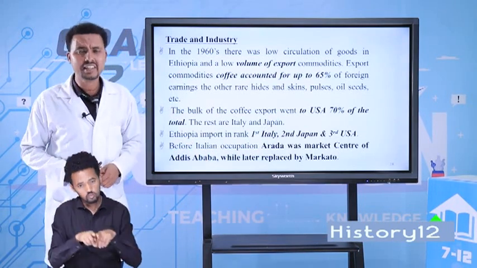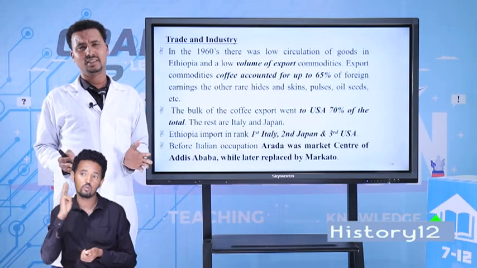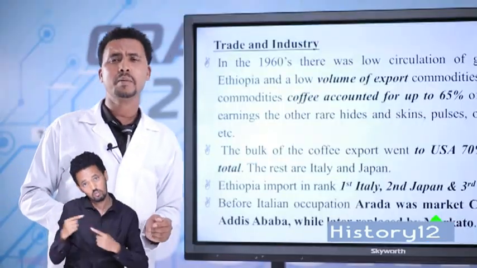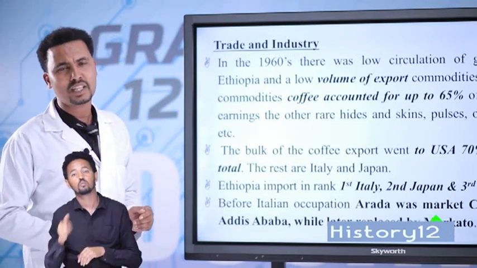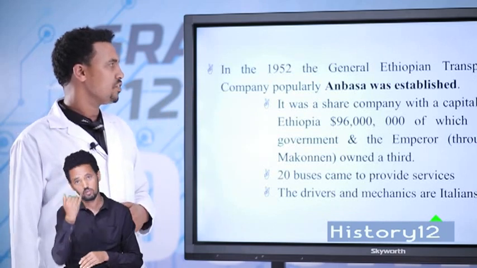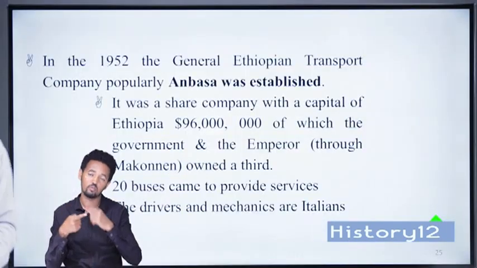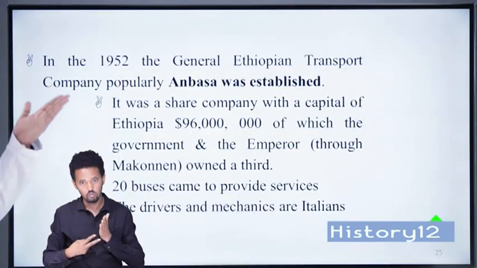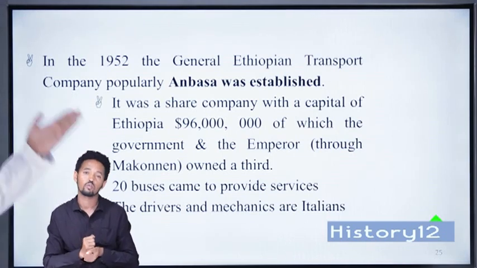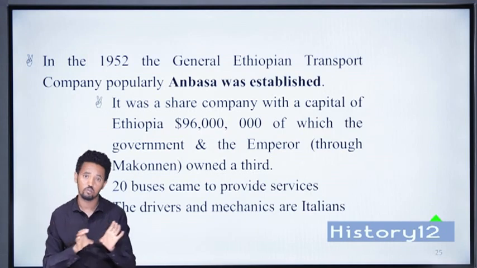Before the Italian occupation, the center of Addis Ababa was Arada. After the Italian occupation, the center of Addis Ababa became Mercato. Mercato was founded by the Italians. In 1952, the General Ethiopian Transport Company was established. Ambassa bus transport service was established in 1950, by the way, student.